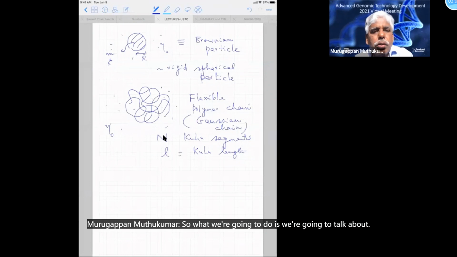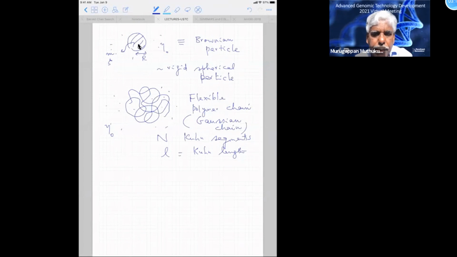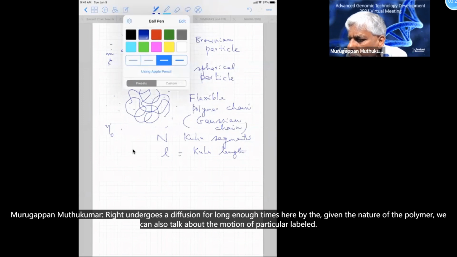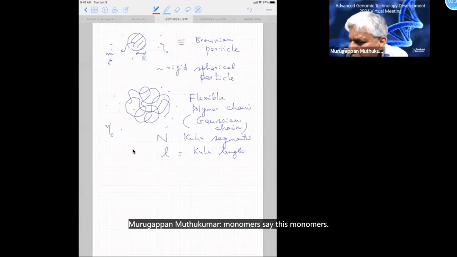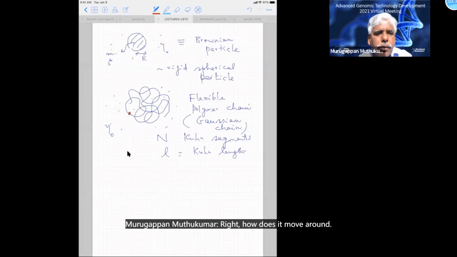So what we are going to do is talk about not only the center of mass motion of this polymer chain. That's what we talked about for the Brownian particle, center of mass motion. It undergoes diffusion for long enough times. Here, given the nature of the polymer, we can also talk about the motion of a particular labeled monomer, say this monomer. How does it move around?